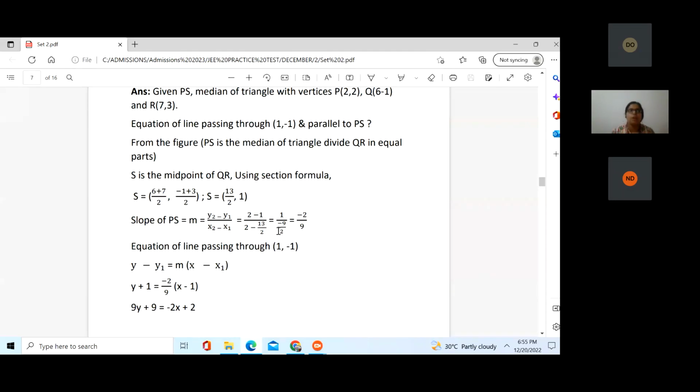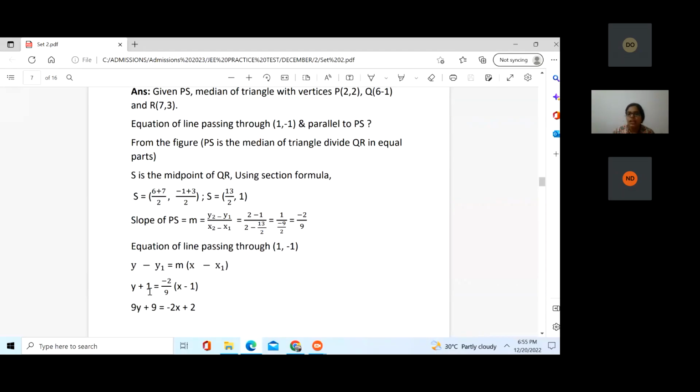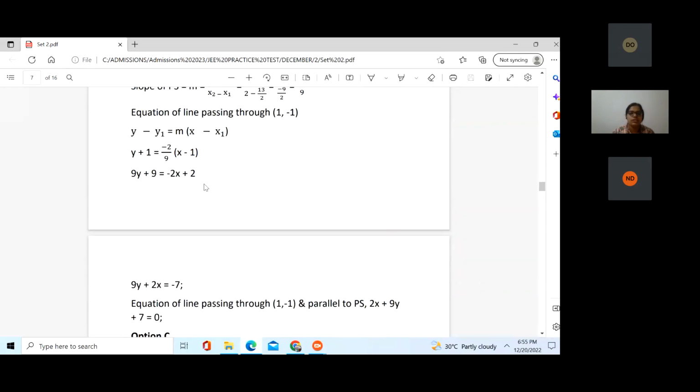Once I have the slope, I know the equation. It is y minus y1 is equal to m into (x minus x1). I know all the values. This is 1, this is minus 1. So y minus (minus 1) will be y plus 1. I have found the slope, it is minus 2 by 9. So this will be y plus 1 equals minus 2 by 9 into (x minus 1). So this will be 9y plus 9 is equal to minus 2x plus 2. On rearranging these terms, it will be 2x plus 9y plus 7 is equal to 0.